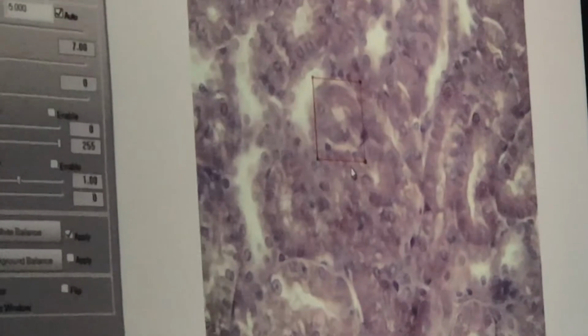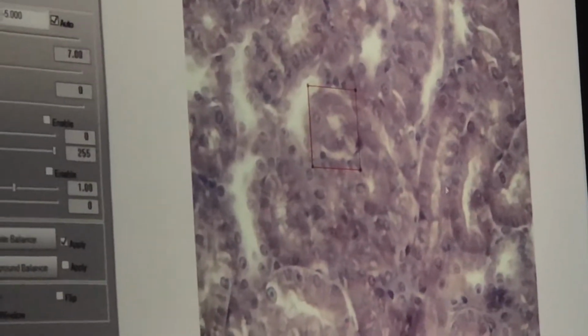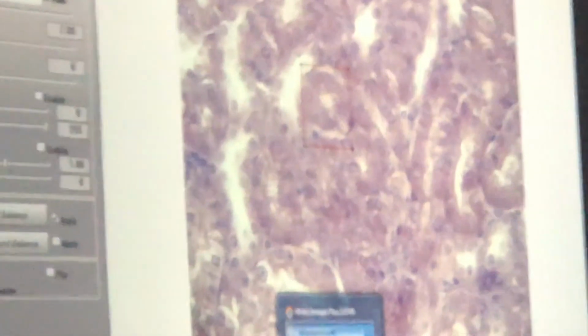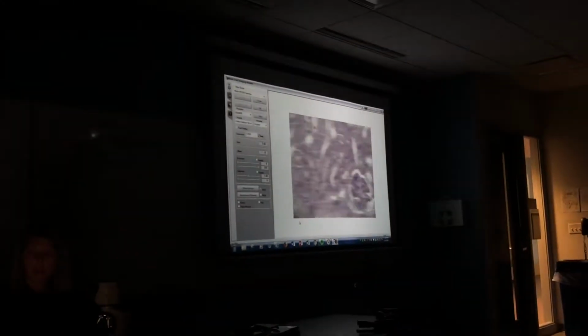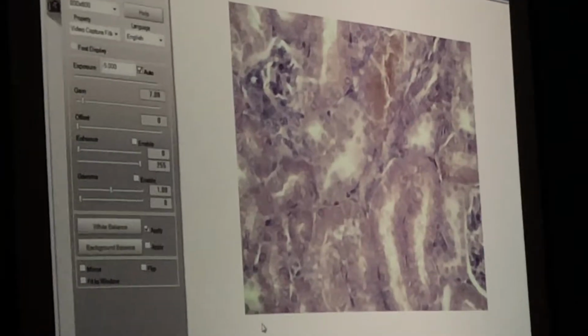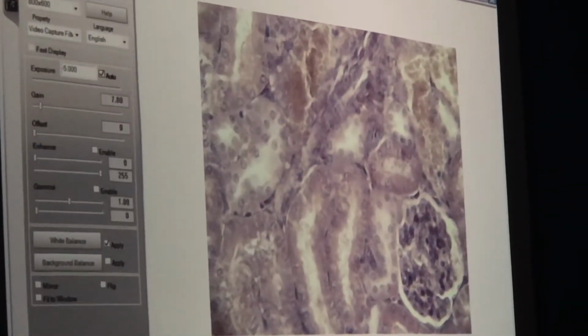Some of them are in cross section, some of them are in longitudinal section, some of them are in kind of an oblique section. Doesn't matter, they're all convoluted tubules there. Okay, the last thing we want to see if we can find would be the afferent and efferent arterioles. And so how would we tell the difference between an afferent and an efferent arteriole?